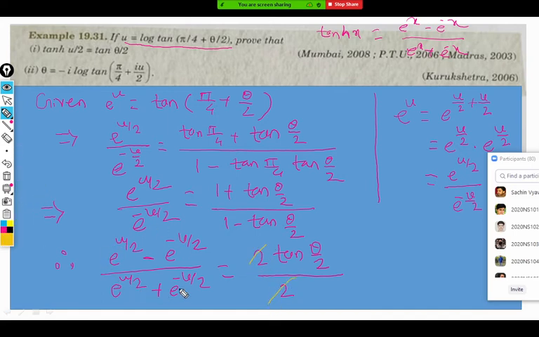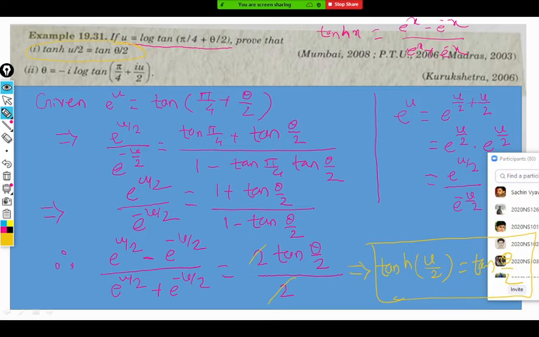And what is the left hand side now? Tan hyperbolic of u by 2. Very good. So the left hand side is tan hyperbolic of u by 2, which is equal to tan of theta by 2. And that's the required result. We got the required answer: tan hyperbolic u by 2 is equal to tan theta by 2.